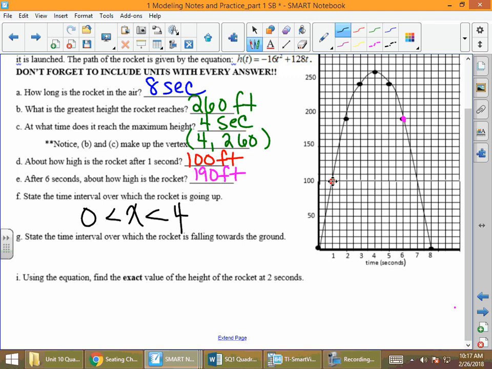So between 0 and 4 seconds is when we're going up. Notice that I didn't include in the start, I didn't include 0 and I didn't include 4. In between that time is when our graph is going up.